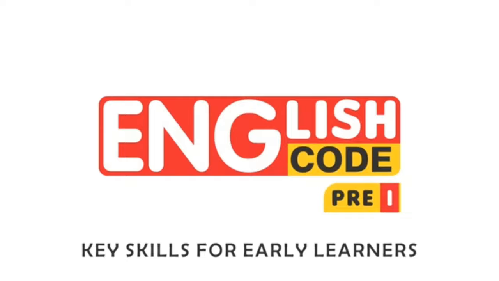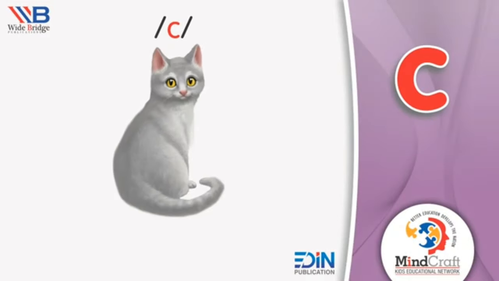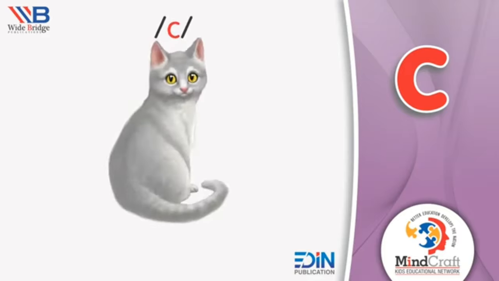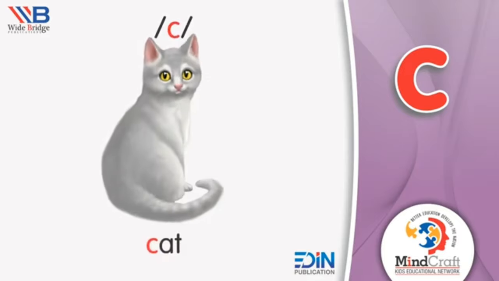Today we will learn alphabet. Meet with letter C. It sounds K. K. Say K. Now let's meet the objects that start with letter C. C is for K, K, cat. K, K, cat.